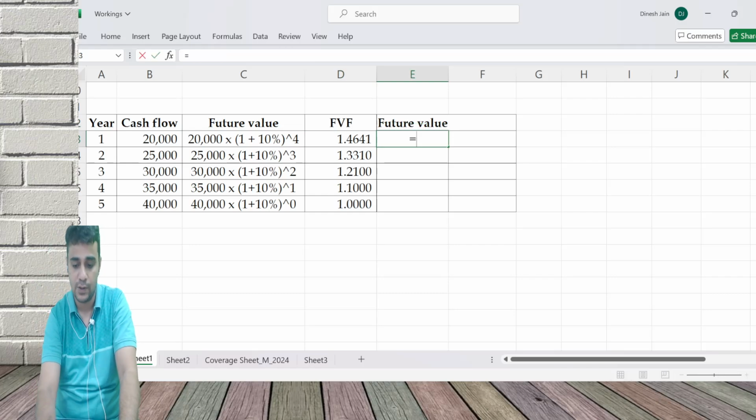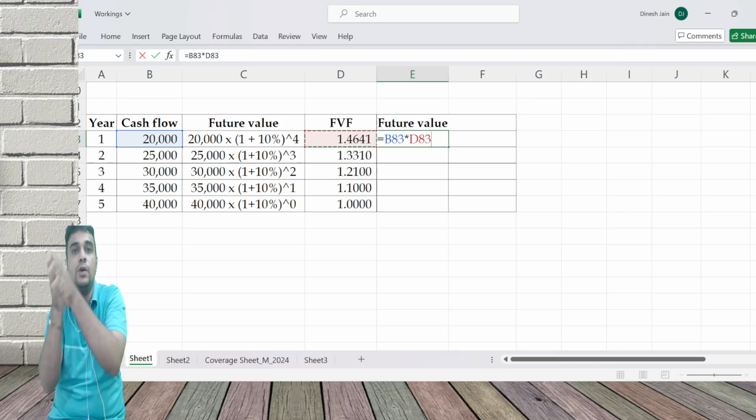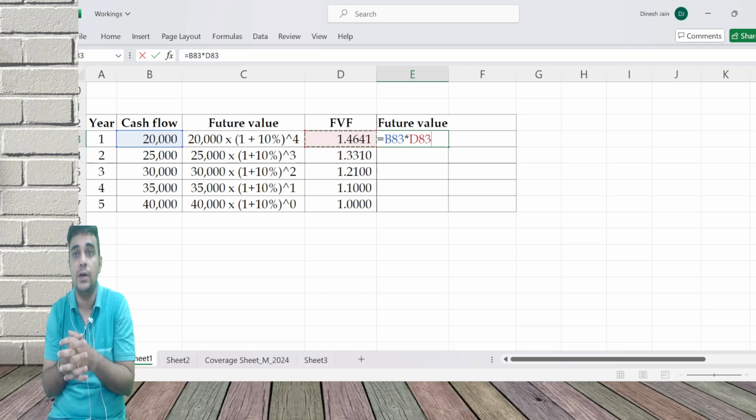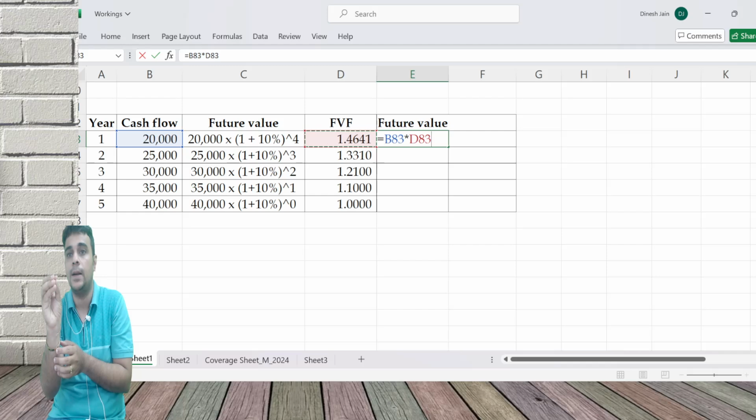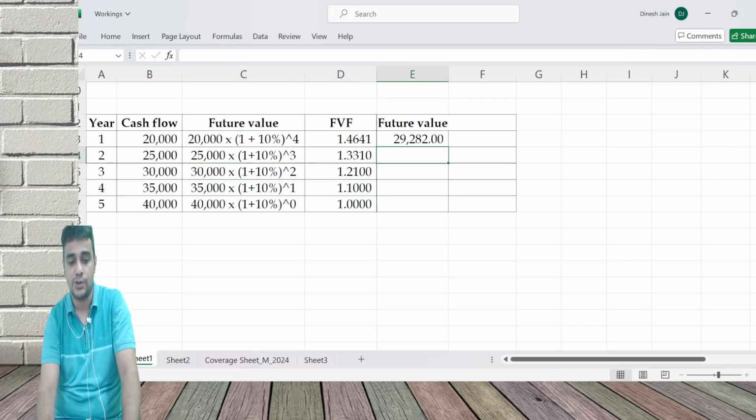What is future value? 20,000 into this, 20,000 into this. That is cash flow into the future value factor. Technically, the formula is present value into FVF, present value into future value factor. Mathematically, I have written here 20,000 into this, 25,000 into this, 30,000 into this, 35,000 into this, 40,000 into this. So I put a total here.